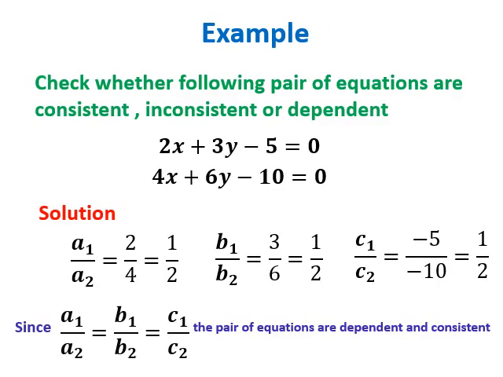Let us take an example here. Check whether the following pair of equations are consistent, inconsistent or dependent. We have two equations here. Let us find the ratios of their coefficients. So a1 by a2 is 2 by 4, which is 1 by 2. Similarly, b1 by b2 is 3 by 6, which is again 1 by 2 on simplification. c1 by c2 is minus 5 by minus 10, which is again 1 by 2 on simplification. What we observe is that these three ratios, a1 by a2, b1 by b2 and c1 by c2 are equal. And as we have seen in the previous table, the pair of equations are dependent and consistent.